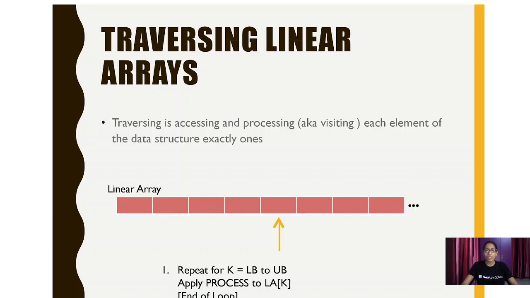So we can iterate with a for loop to visit the elements of an array. This is called traversing an array by iterating. Just like indexing from 0, the for loop runs while the index is less than the length. That is how we calculate the length. Repeat for k equals LB, the lower bound, to UB, the upper bound, and apply the process. That is how it works.